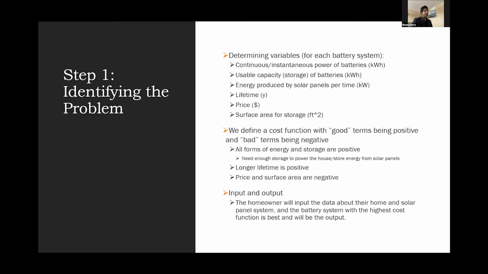And price and surface area, obviously those are negative because the more surface area that you take up in the house, the less you have for other availabilities. So our idea for this system was basically the homeowner would just come and input a bunch of data. They would go through and see what devices they are using, how much energy they use, how much energy is coming from their solar panel system. And essentially after all this is inputted, the system would go through all the battery systems that we implemented into it, and it would determine which would be the best one.